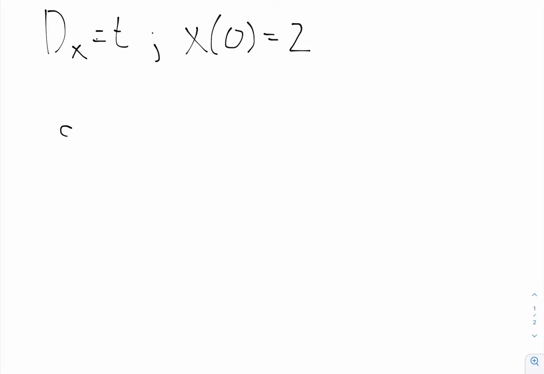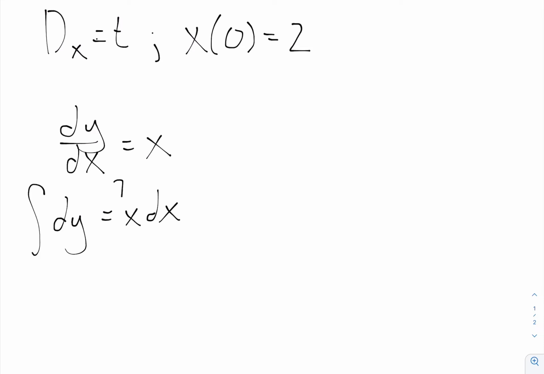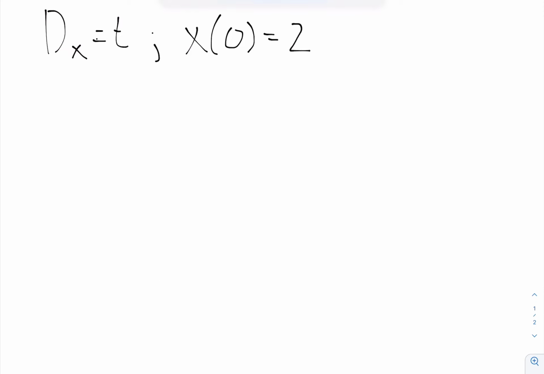We know just from integrating both sides, if we had dy by dx equals x, we'd multiply both sides by dx, so we'd get dy equals x dx. We'd integrate both sides, so we would just get y equals 1/2 x squared plus c. We need to know the initial condition for c. So we know the answer here is 1/2 x squared plus 2, or 1/2 t squared plus 2, because our variable's t. But let's practice using the Laplace transform, and we should get the same thing.